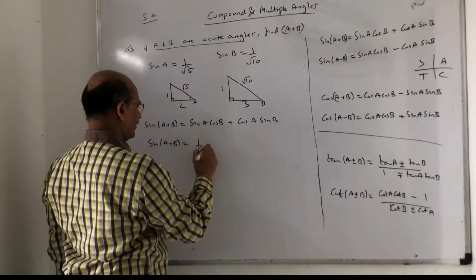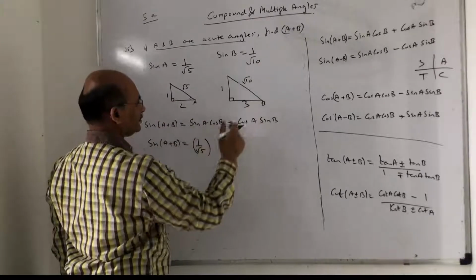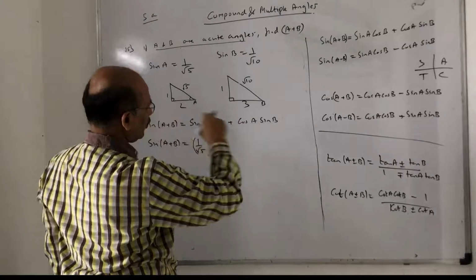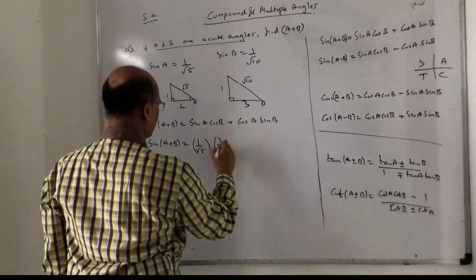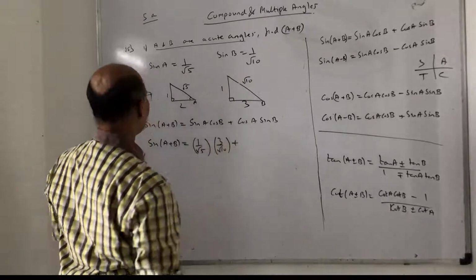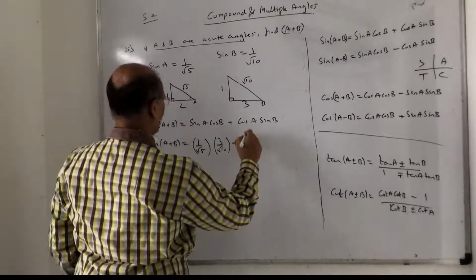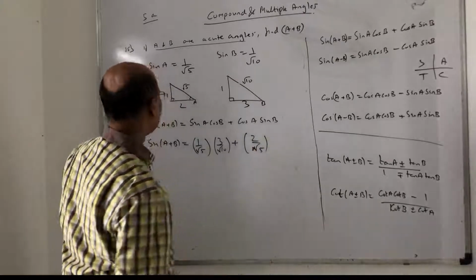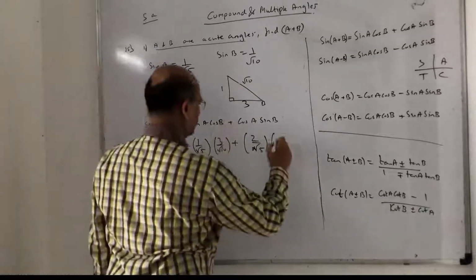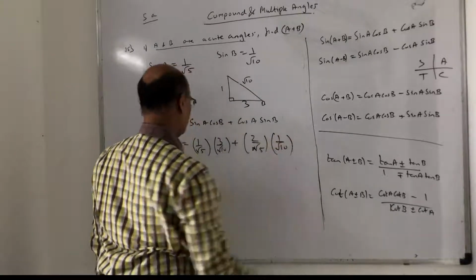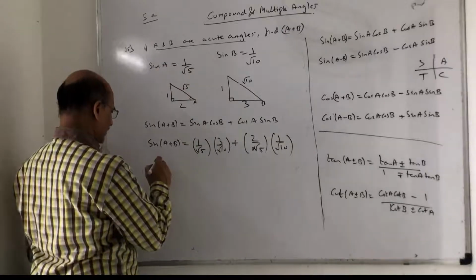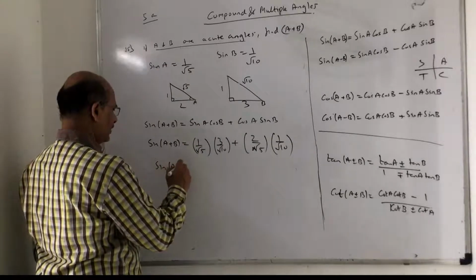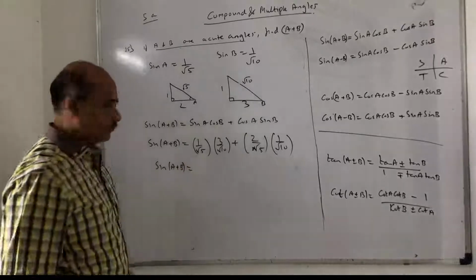1 upon root 5. Cos B is 3 upon root 10, plus cos A is 2 upon root 5, into sin B is 1 upon root 10. So I think what happens, let us see. So sine of A plus B, look carefully what is happening.